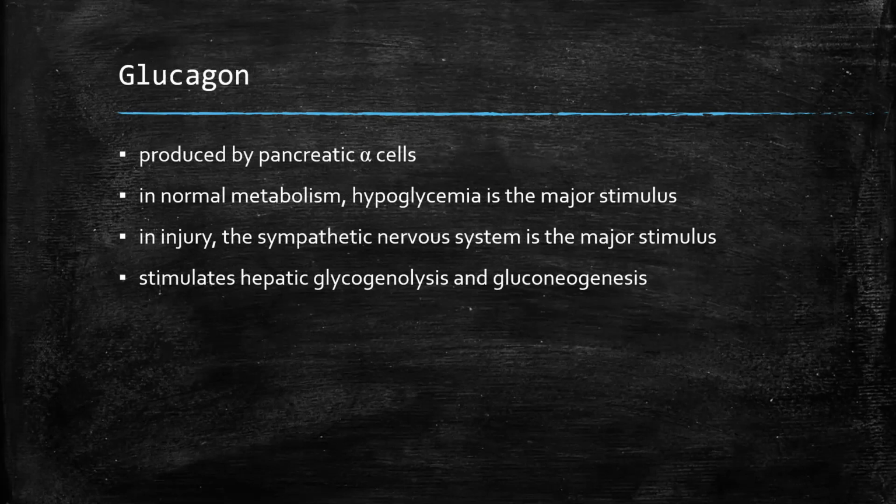Glucagon, its job in life here is to support hyperglycemia in the injured patient. In normal day-to-day metabolism, hypoglycemia is the major stimulus for this, but in the injured patient, it's the sympathetic nervous system. And again, the net effect in the liver is to cause glycogen breakdown and the creation of new glucose.